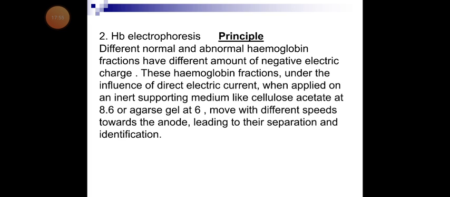Another way of testing is Hb electrophoresis. Different normal and abnormal hemoglobin fractions have a different amount of negative charge. So these hemoglobin fractions, under the influence of direct electric current, when applied on cellulose acetate or agarose gel, will move with different speeds towards the anode, leading to their separation and identification.